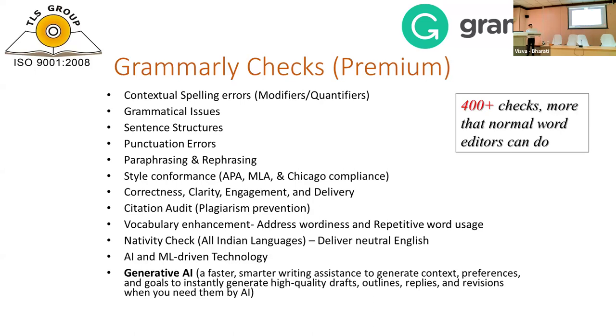Grammarly also gives you suggestions whenever you check your document related to correctness, clarity, engagement, and relevance. What are these four suggestions? I will briefly do a demo. Citation audit, again, is prevention of plagiarism.